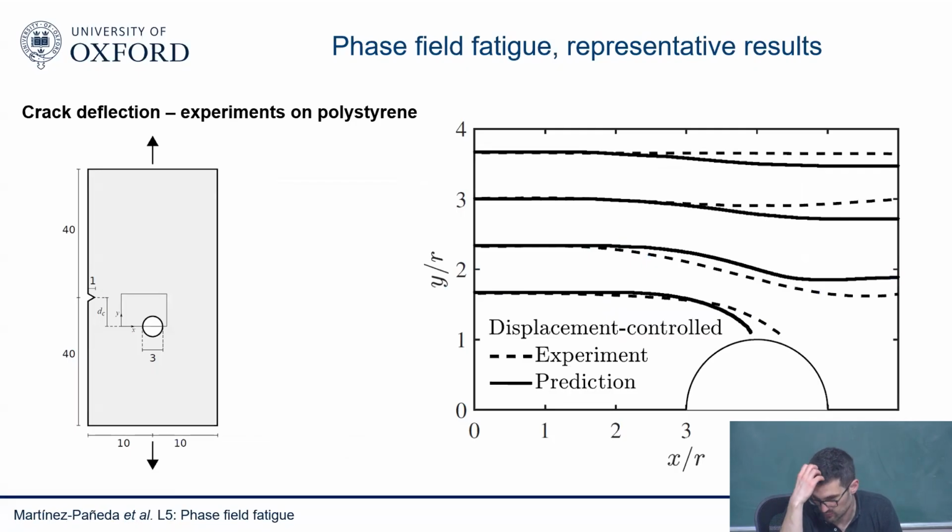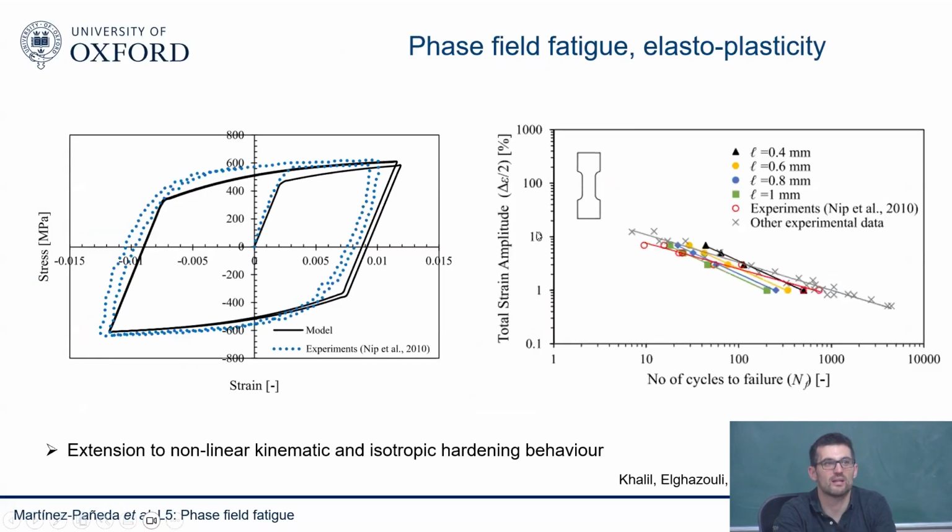We also did experiments looking at crack deflection. These are, again, polystyrene samples, and the dashed lines are the experiments. So we ran our phase field fatigue simulations. They basically change where you start your crack. So these are experiments where the distance between the crack and the circle was changed. And you can see that more or less the computation seems to be in good agreement with experiments. You see the crack paths, there are small differences here and there, but the crack trajectory seems to be in good agreement with experiments. Okay, let's do a break now before I enter into elastoplasticity.